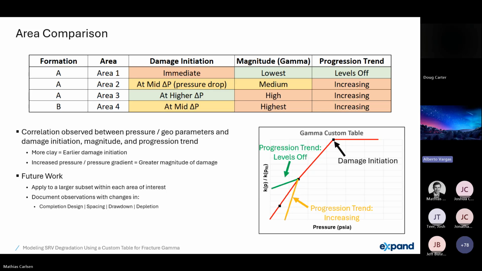And then also spacing, drawdown, depletion. So how does this change? That's to be investigated. So this brings up some questions.